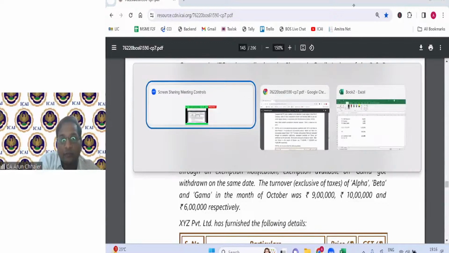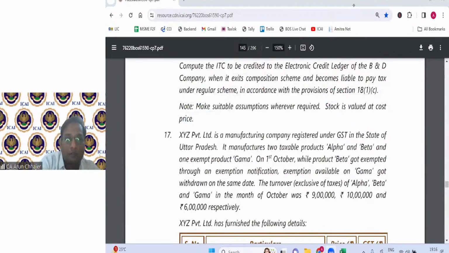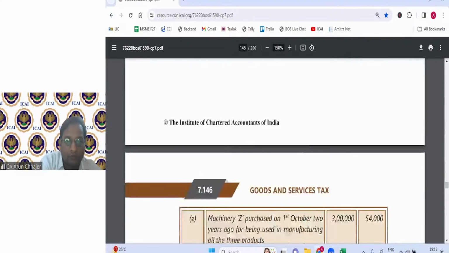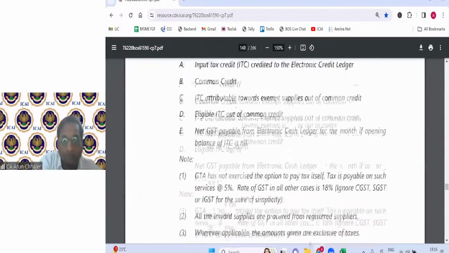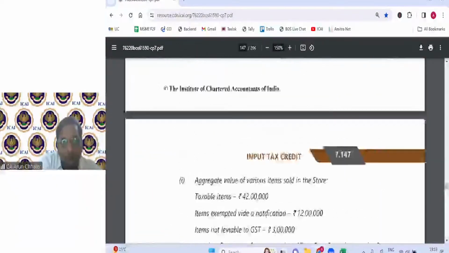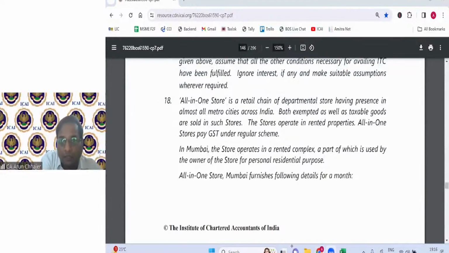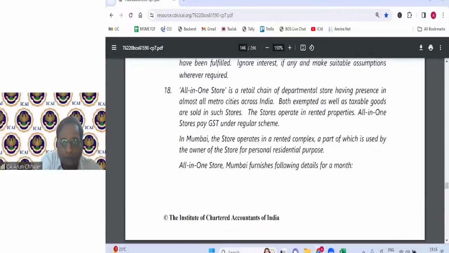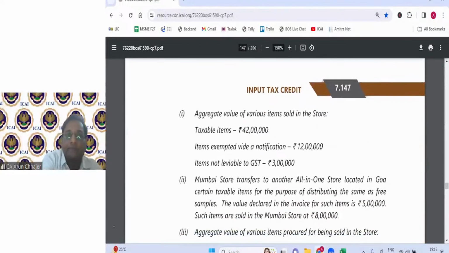Question says that it is a manufacturing company registered under GST in the state of UP. It manufactures two taxable products, alpha and beta. Sorry, question was 18. It says that, ये रहा. So the taxable item is 42 lakh, exempted by way of the notification is 12 lakh.